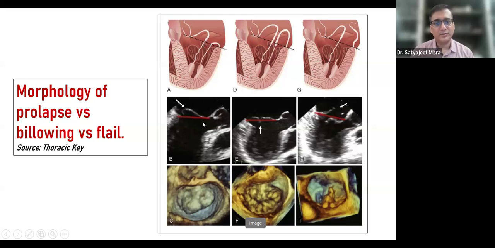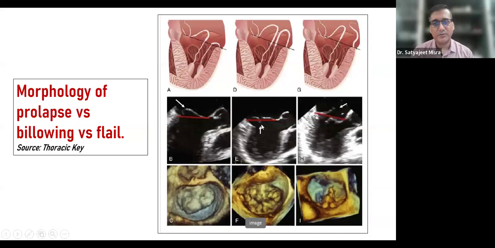So in the 2D echocardiography in panel B, you can see that the coaptation point is above this red line, which is the annular level. And even in the 3D, you can well appreciate that the mitral valve leaflet is almost pushed into the LA. In panel D, the coaptation line is below the level of the annulus, the black line. The parts of the leaflet are billowing out. So this is well appreciated here on the 2D image also.